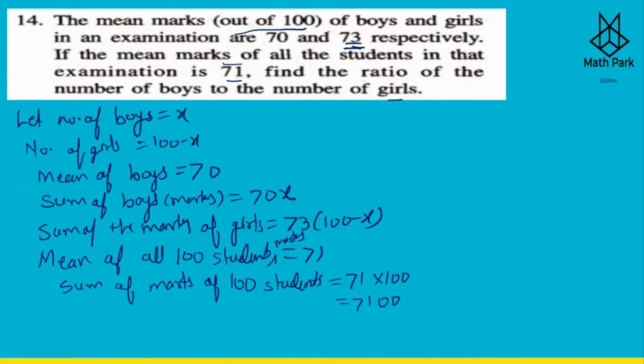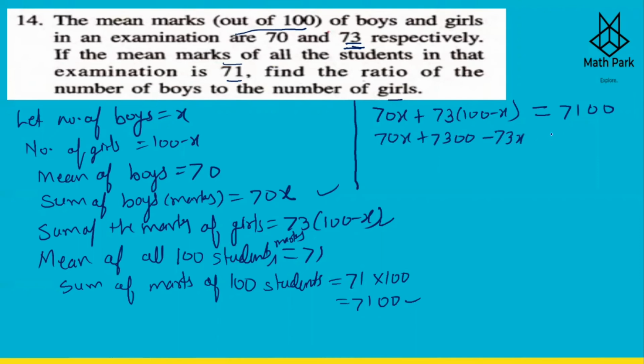Now we know the sum of the marks of the boys and the sum of the marks of girls, and we can get an equation. The sum of the marks of boys is 70x plus the sum of the marks of girls is 73 in bracket 100 minus x, and the sum of the marks of all the students is 7,100. Let us solve this equation. So we get 70x plus 7300 minus 73x is equal to 7,100.